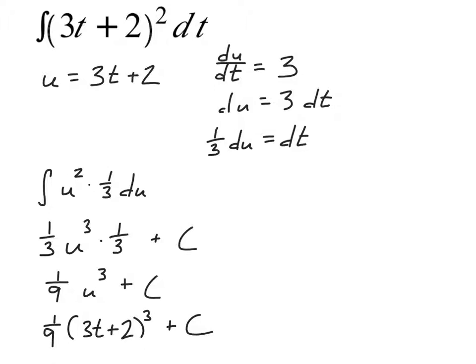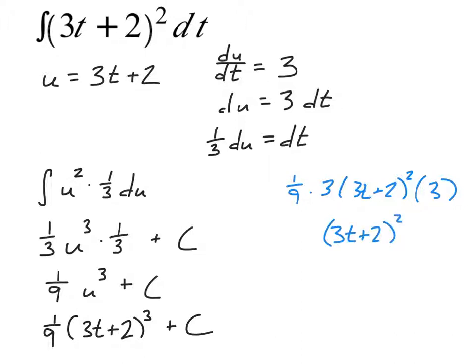Well, if I took the derivative of that, I would get 1/9 times, and I'm going to use chain rule here, so derivative of the outer function, that's going to give me 3t plus 2 squared, and then times the derivative of the inner function, which is just 3. And so you notice when I do the 1/9 times 3 times 3, those all equal just 1, and we're left with just 3t plus 2 squared. And so yes, we do end up with the same thing that we are integrating, so we know we got it right. So if you're ever not sure, you can check it that way.